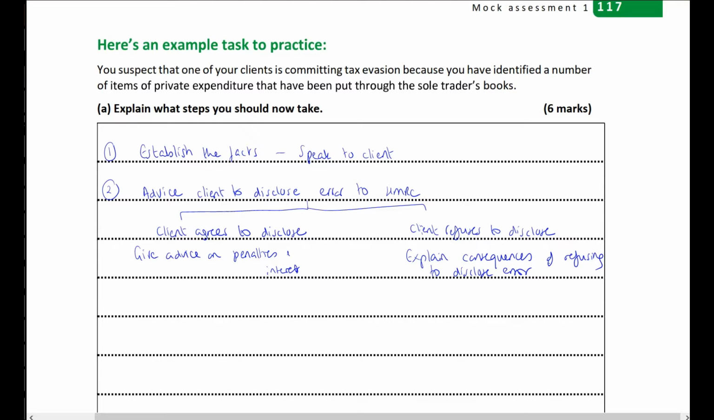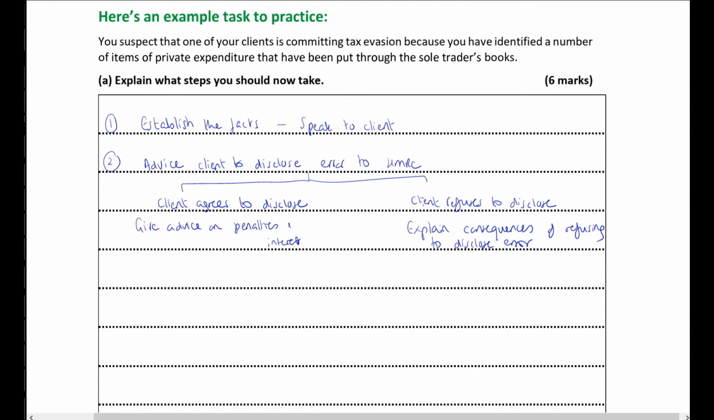Now, if I've gone down the first route here where the client has agreed to disclose and I've given advice on the penalties and the interest, the client then goes ahead and discloses and we all get on with our work. If the client refuses to disclose this error, then we've got a problem. So we've explained the consequences of refusing to disclose the error. Assuming they still don't agree to disclose, then we have to go to our next level, which would involve resigning.